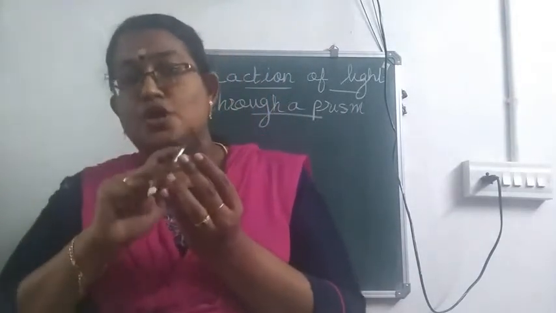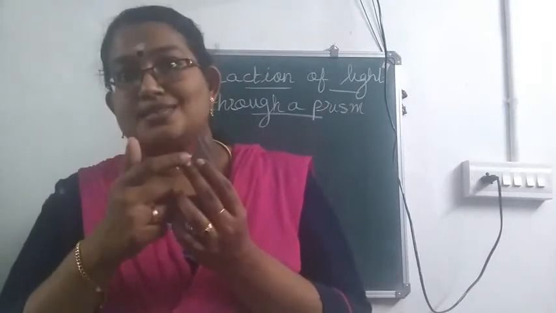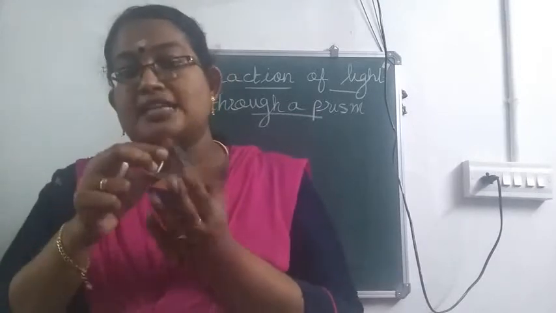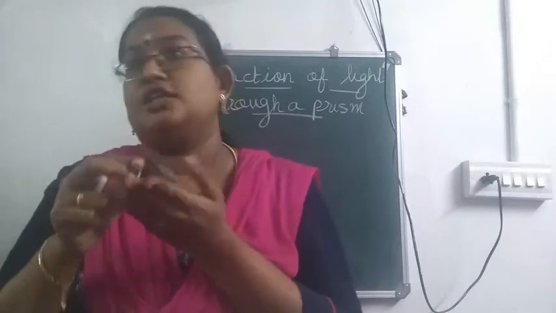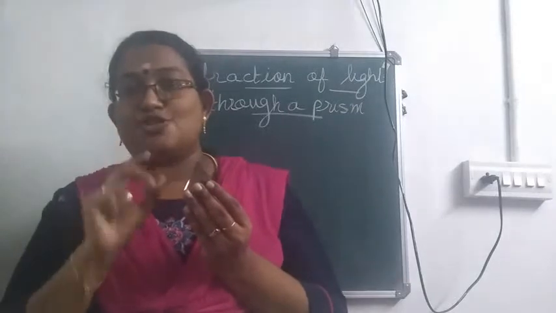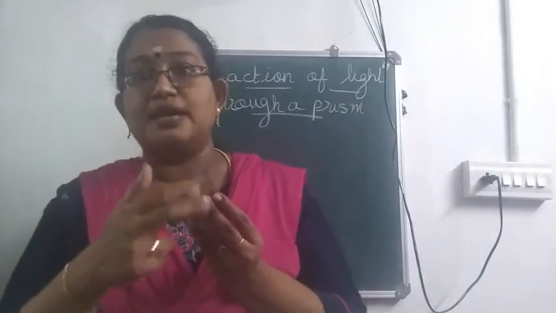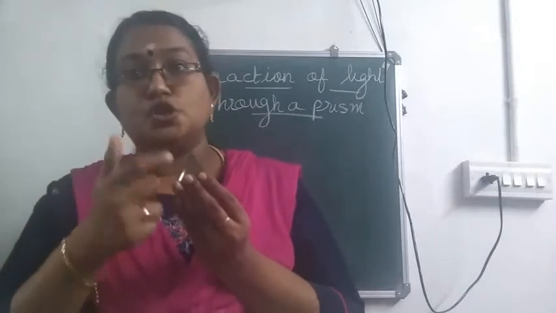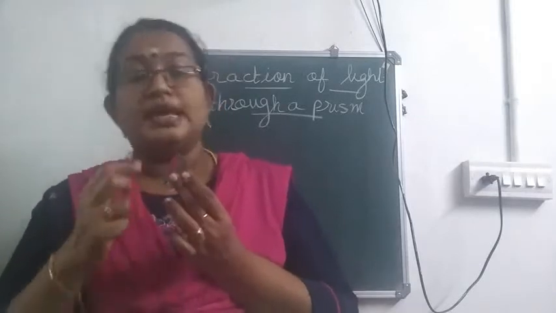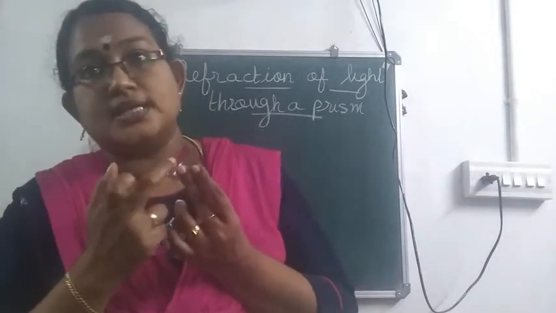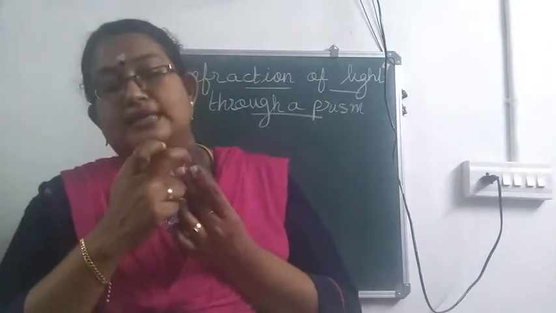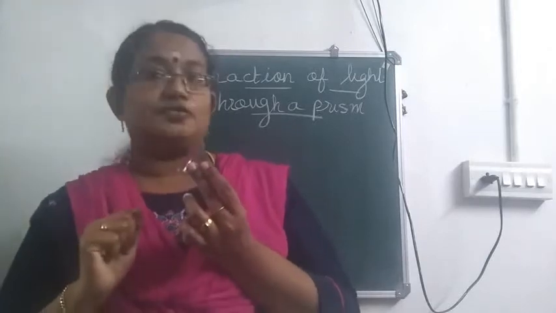Okay. So 2 opposite faces are identical triangles. And the other 2 as well as the base is rectangular in shape. So this is the first thing what you have to remember. A prism is a transparent medium bounded by 5 plane surfaces, 2 triangular faces and 3 rectangular faces. Clear? Now, this angle, can you see? This angle is known as angle of the prism. Okay? This angle can be considered as the angle of the prism.